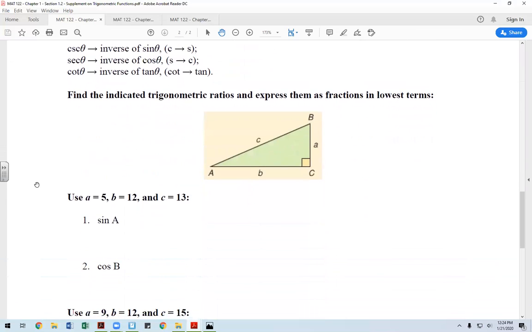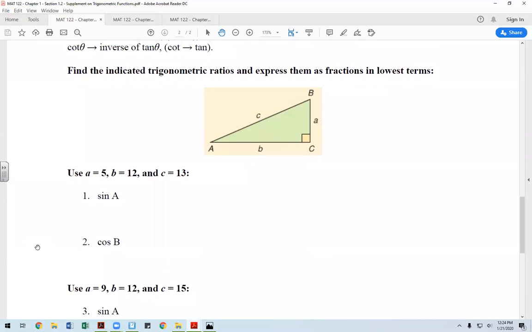I have put a couple of examples here for you to practice a little bit. Remember, we use capital letters for the angles and small letters for the sides of the triangle here. When they ask you to find sine A, they're asking you to figure out what this ratio for our sine function is going to be. So let's do a quick couple of examples to help us out.